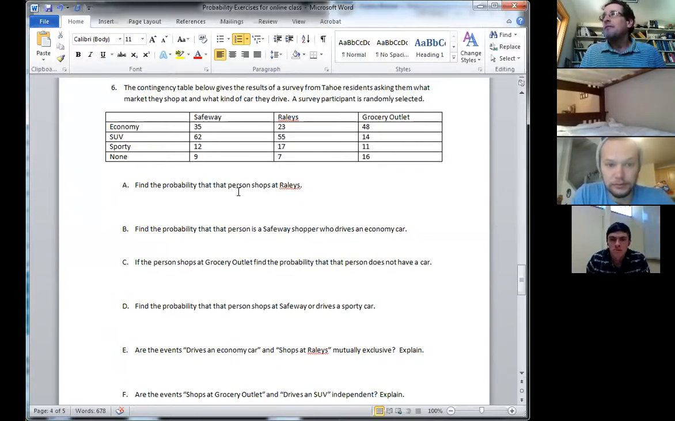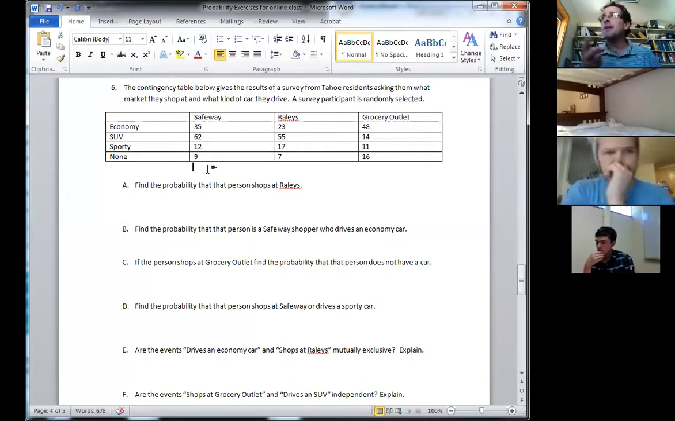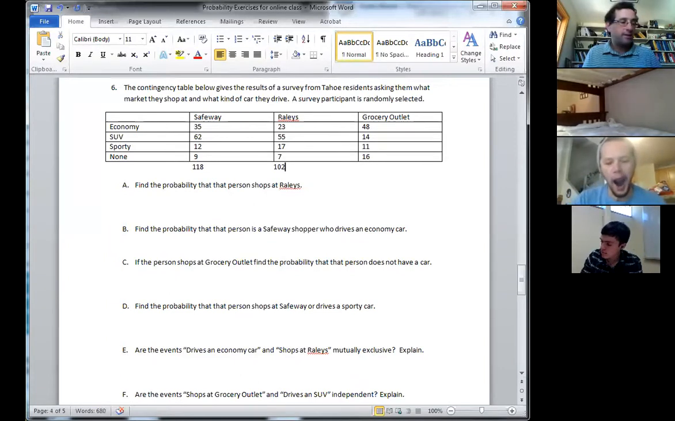Okay, so find the probability that a person shops at Raley's. The first thing we need to do is get totals. So let's add up the Safeway numbers. 35 plus 62 is 97, plus 12 is 109, plus 9 is 118. Okay. I'm doing this quickly. I'm just adding. I'm not doing anything fancy. 23 plus 55 is 78, plus 17 is 95, plus 7 is 102. Okay, and then the Grocery Outlet, 48 plus 14 is 62, plus 11, 73, plus 16 is 89. I did it really fast, so hopefully I didn't make any mistakes. I'll know in a bit.